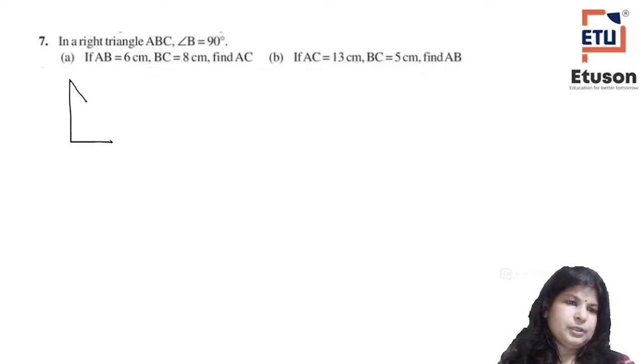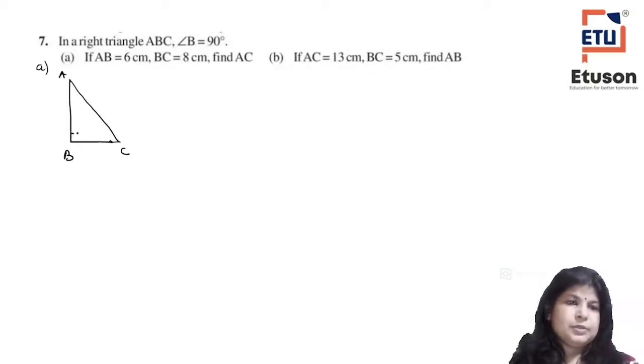So this is the right angle triangle and your B is equal to 90 degrees. So first I am doing bit A. So this is 90 degree. AB is given to be 6 centimeter. BC is given to be 8 centimeter. AC you need to find out.